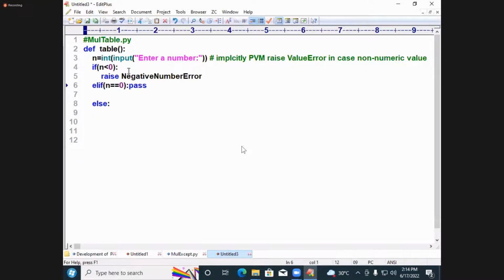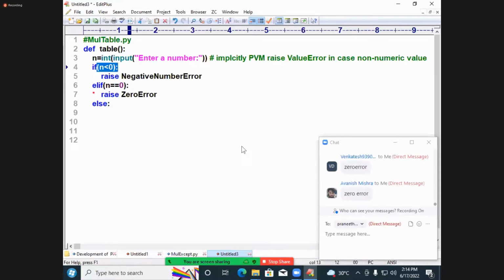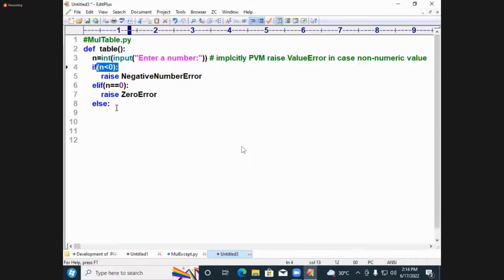If n is equal to 0, what should I say? Raise ZeroError. Right. If the number is less than 0, raise this error. If the number is equal to 0, raise this error. If the number is positive, this is false. False means what? Coming to this line, n equal to 0 is again false. Coming to where? Else. In this else, what should I do?